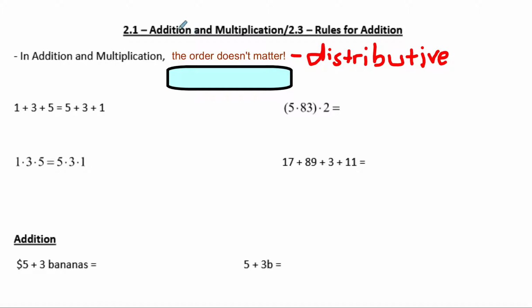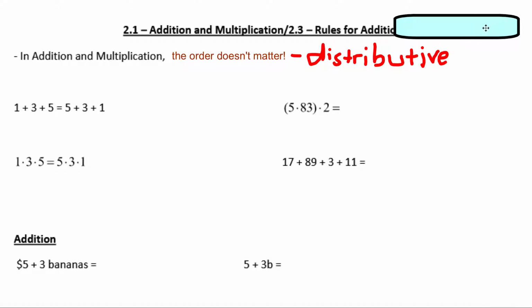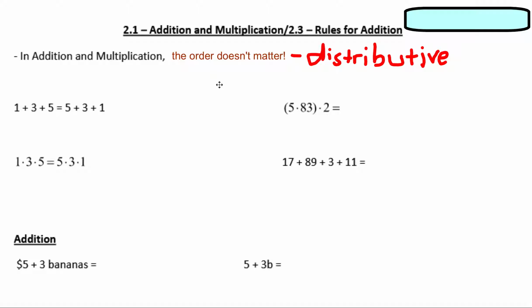When it says that order doesn't matter, it means that it doesn't matter in what order I multiply or I add. Take this example here, 1 plus 3 plus 5. 1 plus 3 is 4, 4 plus 5 is 9. And if I add them in the opposite order, 5 plus 3 plus 1, that will still be 9. Those answers are the same.